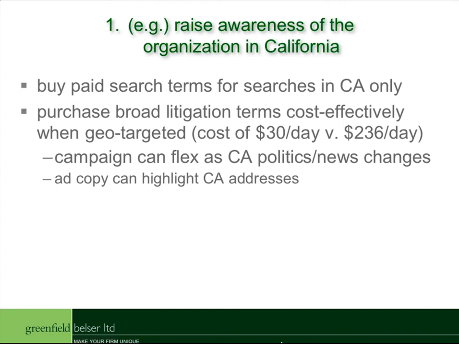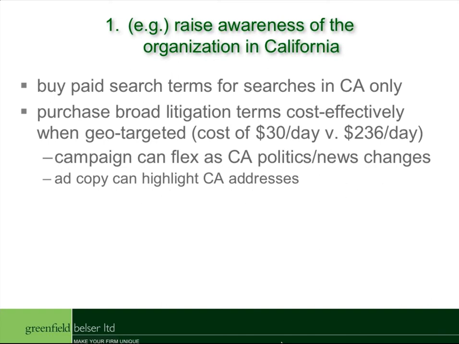It allows you to purchase very broad terms much more cost effectively when you geo-target, to the tune of, for example, if you wanted to buy the term tax law nationally, it would cost you $236 a day, roughly. To buy it in California only would cost you $30 a day.